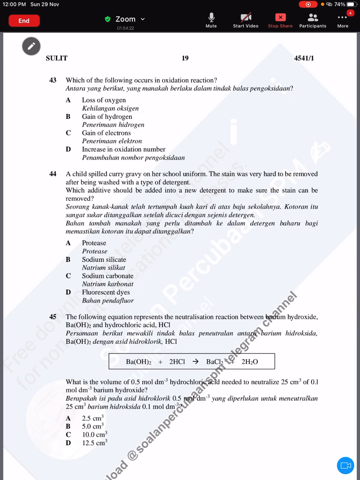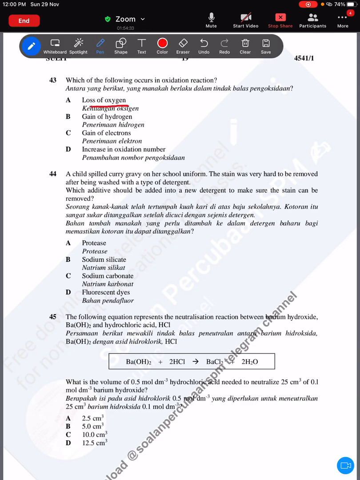43. Is loss of oxygen oxidation? No, it should be gain. Gain of hydrogen? No, loss of hydrogen. Gain of electrons? Wrong. Gain of electrons is reduction. Therefore, the right answer is this: increase in oxidation number. Yes, such as zinc, which is 0 and becomes Zn2+. There is an increase in the oxidation number. Therefore, it is oxidation.